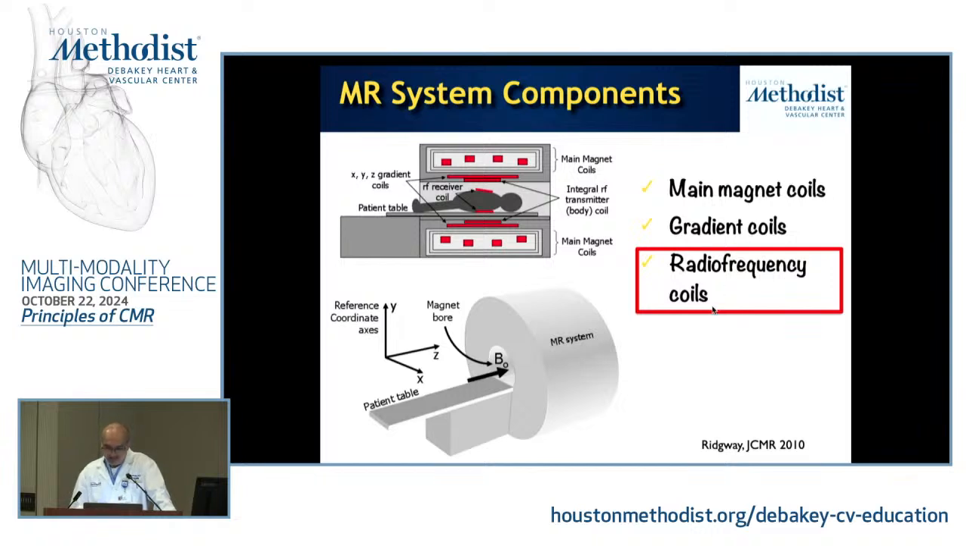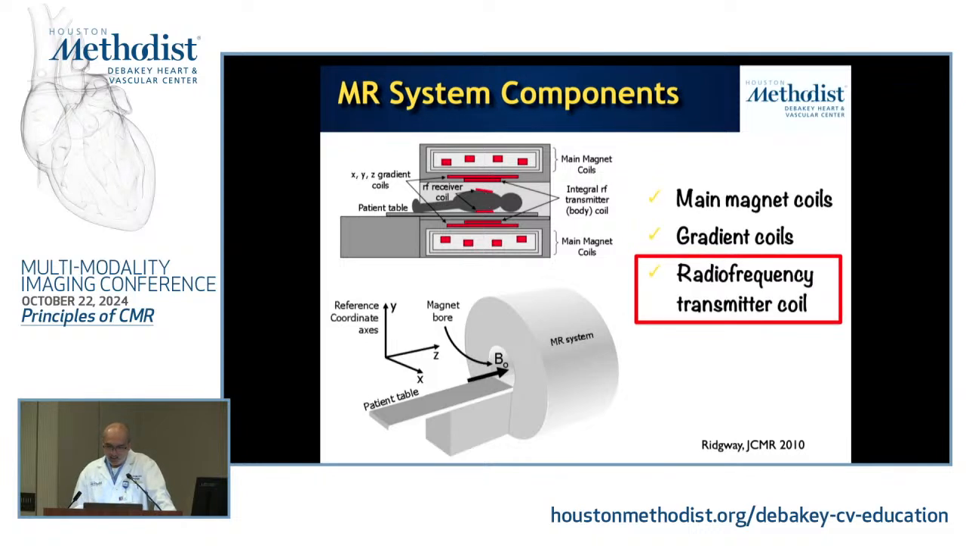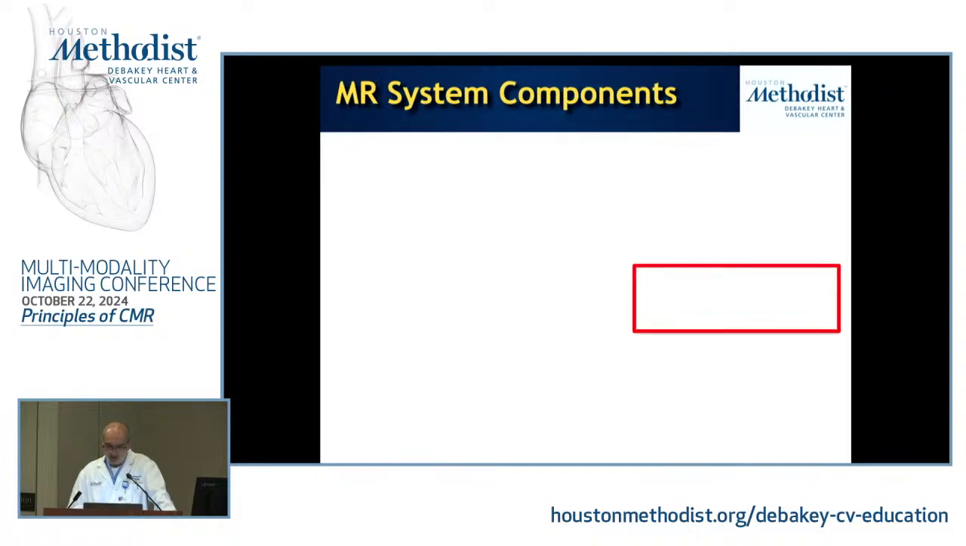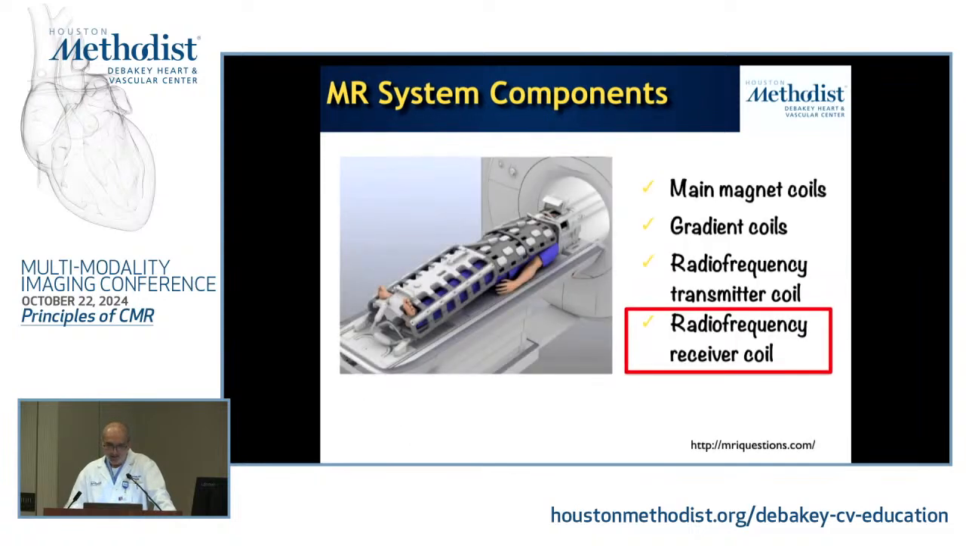And then the last thing is the radio frequency coils, which again, there's radio frequency coils that are within the magnet itself, but then there's also coils that oftentimes you can put on the body, which become very close to the tissue that you're imaging. And the purpose of these radio frequency coils are, again, to transmit as well as receive radio waves. All right, and so this is an example.